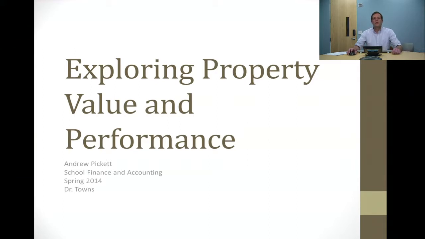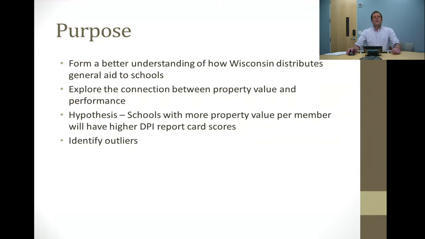For my independent study, I decided to do an exercise in exploring correlation between property value in a school district and student performance in that school district. The purpose of this exercise was, in general, for me to form a better understanding of how Wisconsin distributes its aid to schools. It is something that I had very little background knowledge in coming into this course, and something that I wanted to get better at and gain a better understanding of.